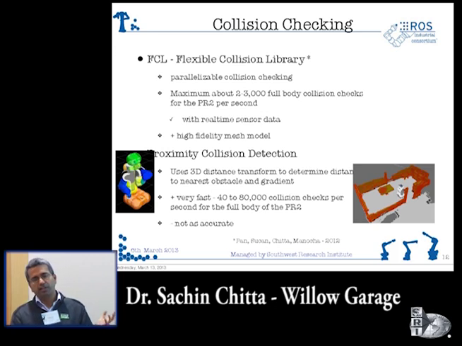So MoveIt really builds on a set of core capabilities, and when you're doing a lot of sensor-based mobile manipulation, collision checking happens to be one of the most important capabilities that you just need to get right. And we have two sets of collision detection implementations right now in MoveIt. The first one is called FCL, the Flexible Collision Library. Basically, it's using high-fidelity mesh models to actually do really precise collision checking for your robots.